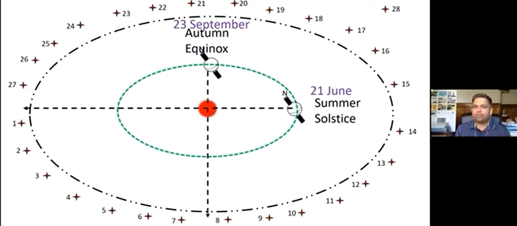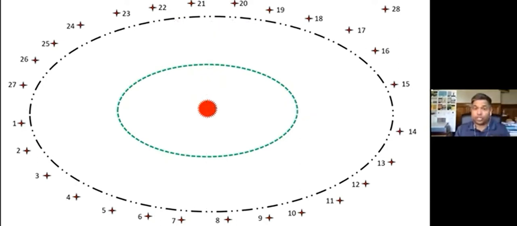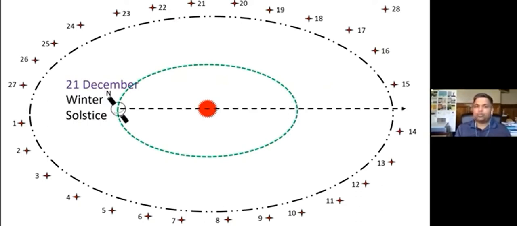Okay, and that's the autumnal equinox. If you want to know the position of the sun, you draw a line and note down the position of the sun with respect to the background nakshatra. If you go to 21st December, now look, the northern hemisphere is tilted away, so to say, from the sun.